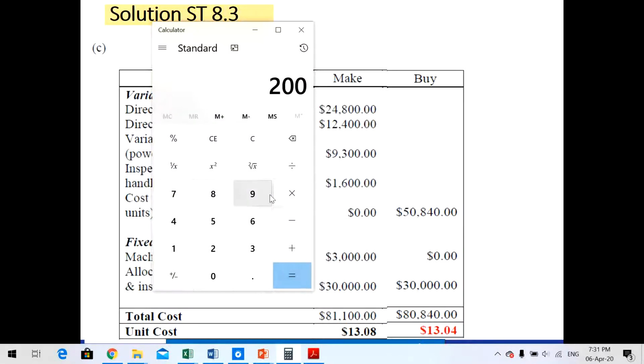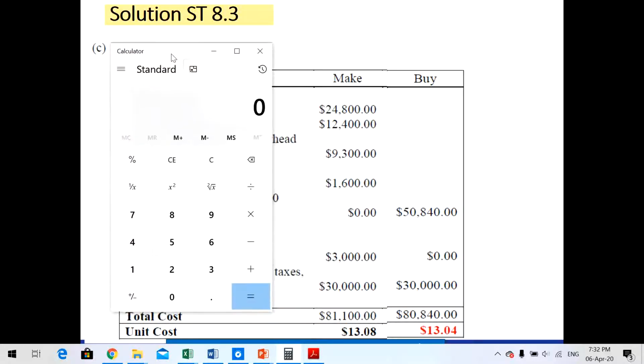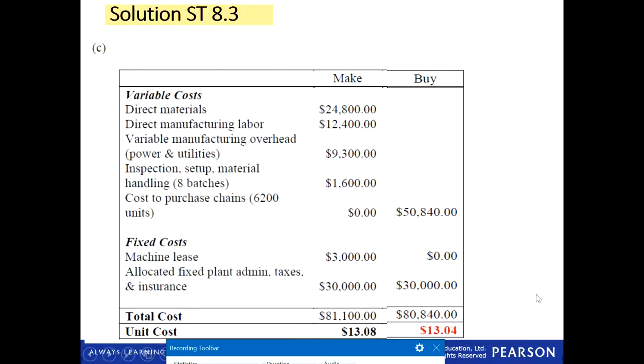I'll show you how we get these numbers, right? So this one is clear. 8.2 multiplied by 6,200, 50,840. This is the cost to purchase from outside, no machine lease. This fixed cost you have to pay, right? So now what is the cost? These are our costs, 80,840.